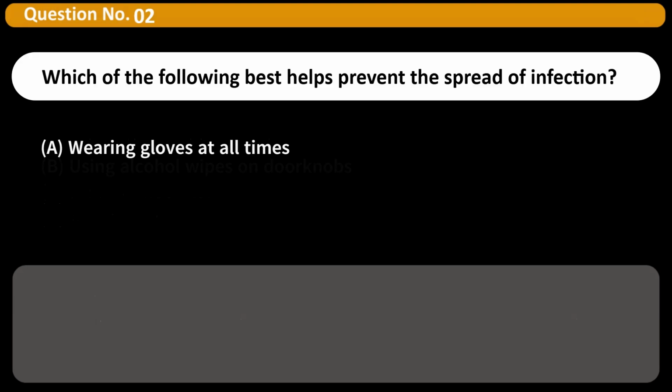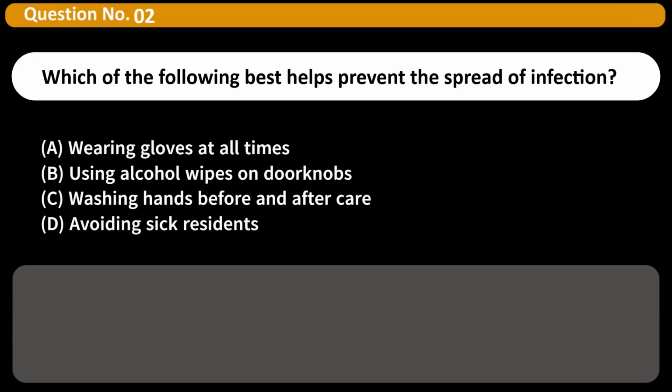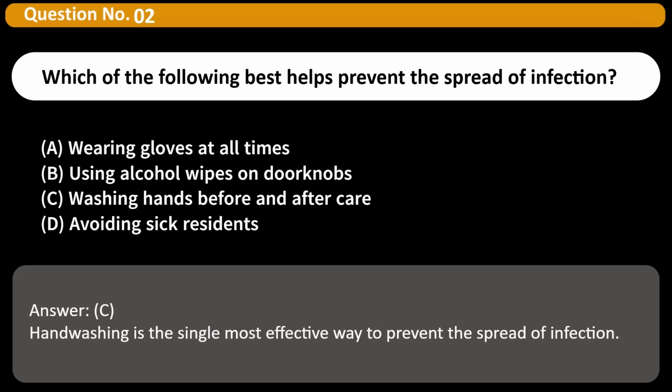Which of the following best helps prevent the spread of infection? A. Wearing gloves at all times. B. Using alcohol wipes on doorknobs. C. Washing hands before and after care. D. Avoiding sick residents. Answer, C. Hand washing is the single most effective way to prevent the spread of infection.